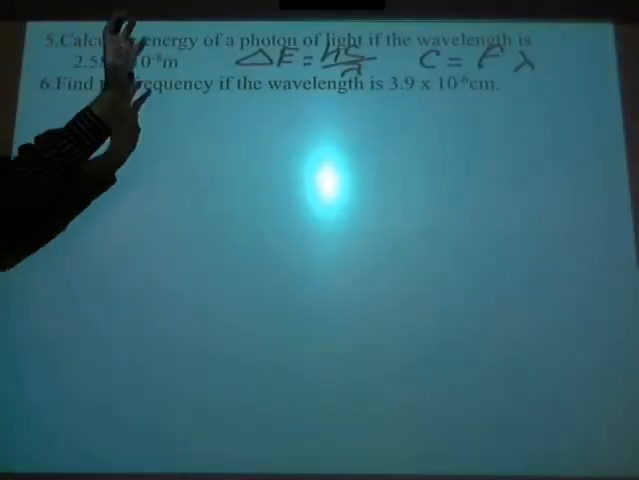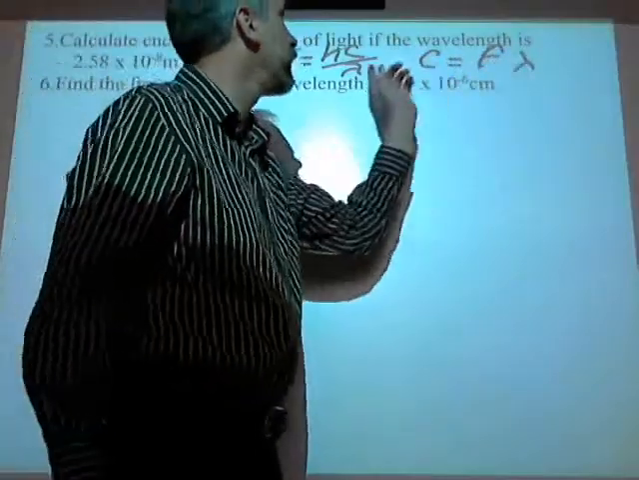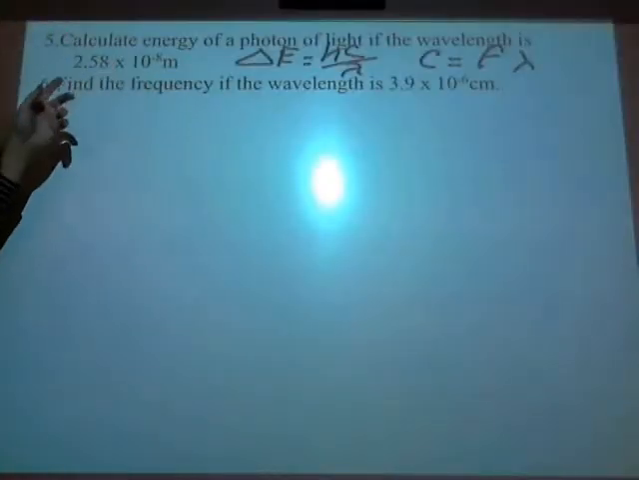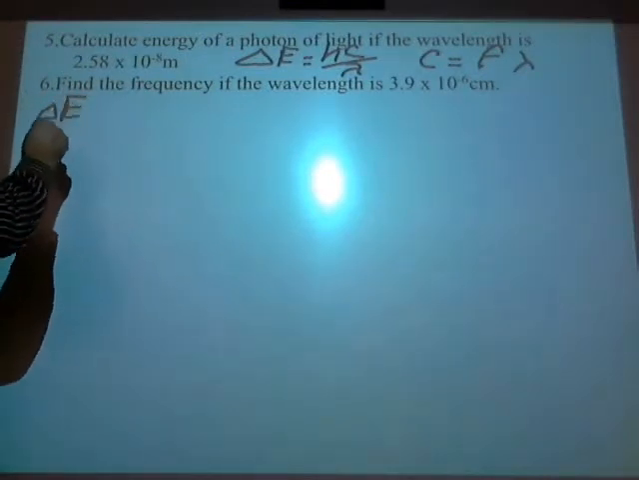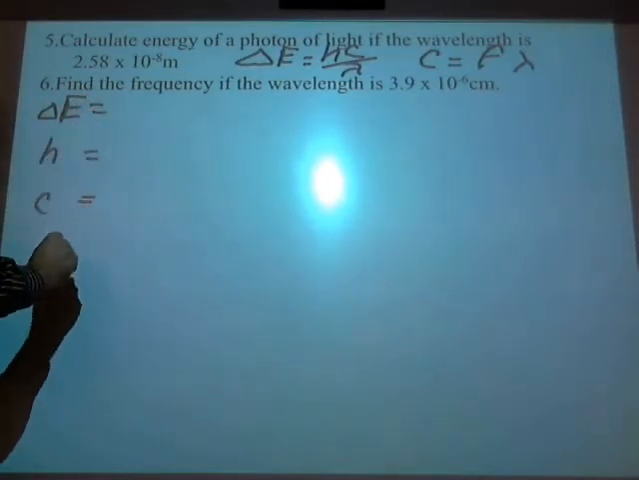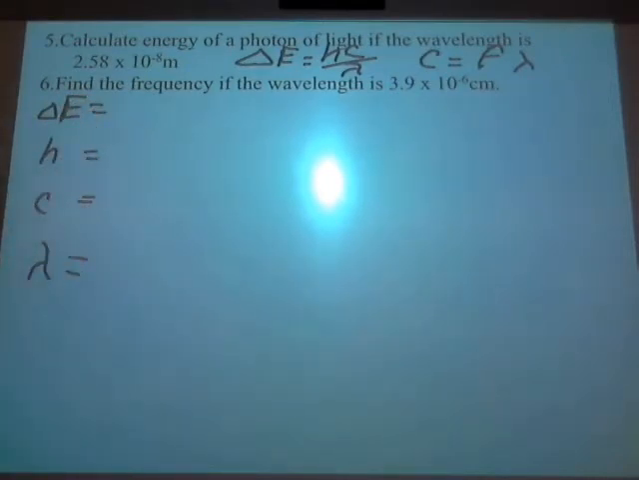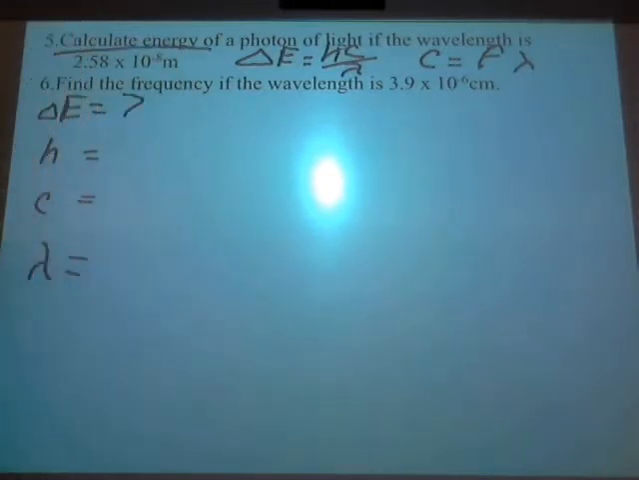This first question talks about wavelength. Well, that doesn't narrow it down because wavelength's here and here. But it also talks about energy. So energy and wavelength are in this equation. So I'm going to write delta E, H, C, and lambda. Now, the good news is I did not make you memorize these constants. What's delta E in the problem? Everybody agrees it's the unknown. Calculate the energy. We always see unknown.